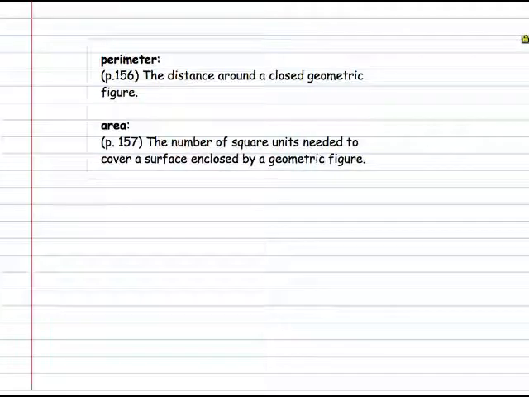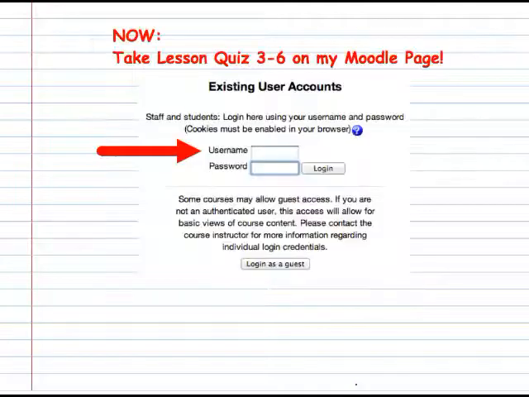2 vocabulary terms in this lesson. They are perimeter, the distance around a closed geometric figure, and area, the number of square units needed to cover a surface enclosed by a geometric figure. Those vocabulary must be learned for the vocabulary test that comes at the end of the chapter.